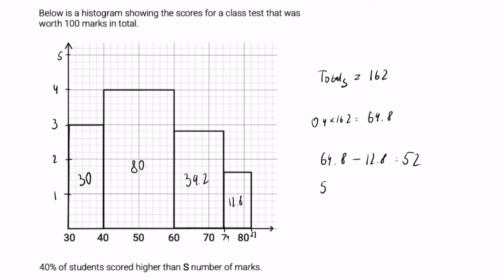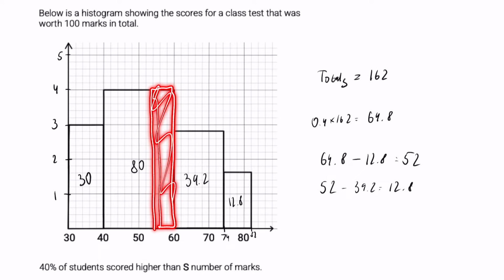Then we do the same for 39.2, so 52 minus 39.2 is 12.8. 12.8 students is the area somewhere around here.